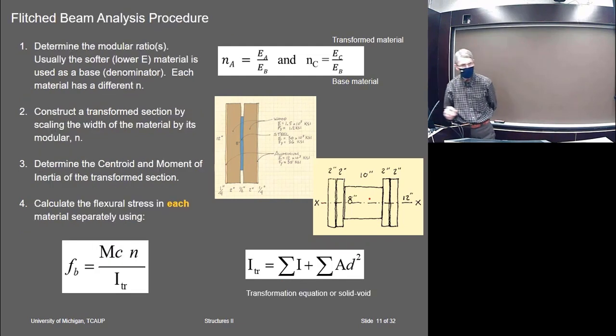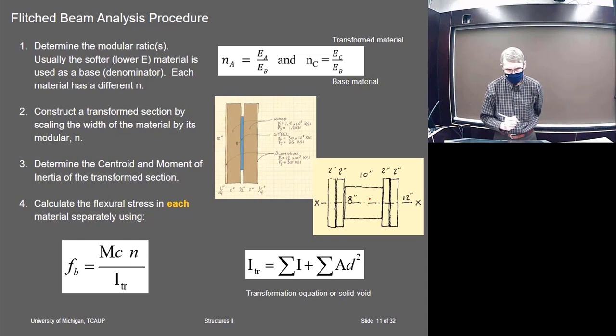Okay, so let's see what the process is. If we're going to do the analysis of a flitched beam here, and I think I did do this one, start by determining the modular ratios of each of these materials. Usually take the one with the lower E, this would be the wood, as the base.